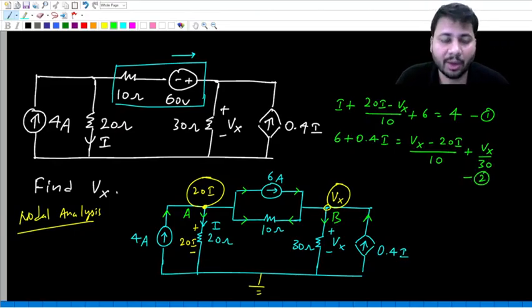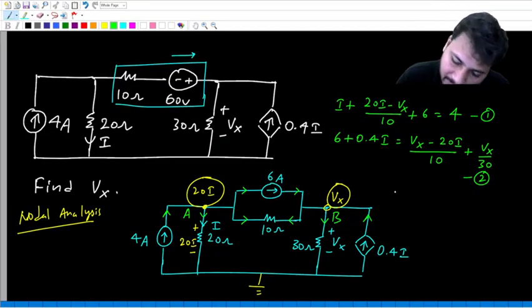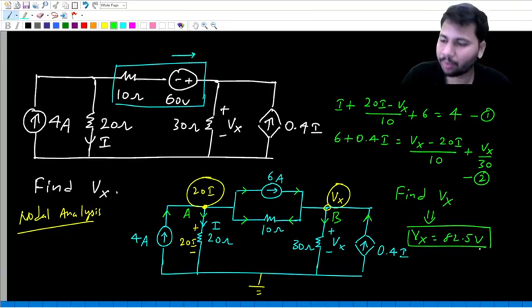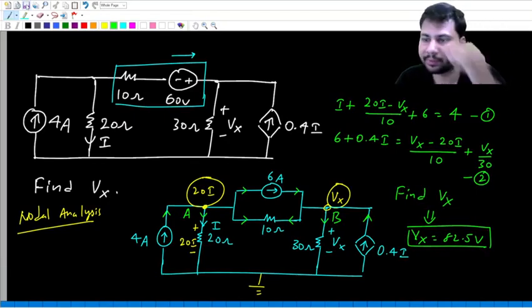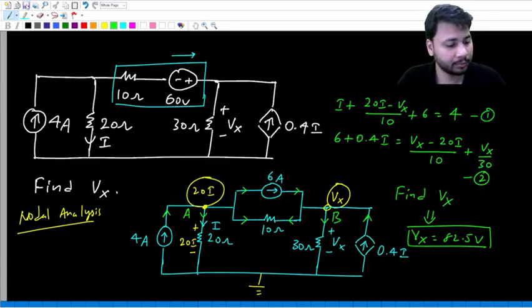So here we have 2 equations, and also we have 2 variables. From these 2 equations, you can eliminate I and find Vx. When you do, the value of Vx will be 82.5 volts.